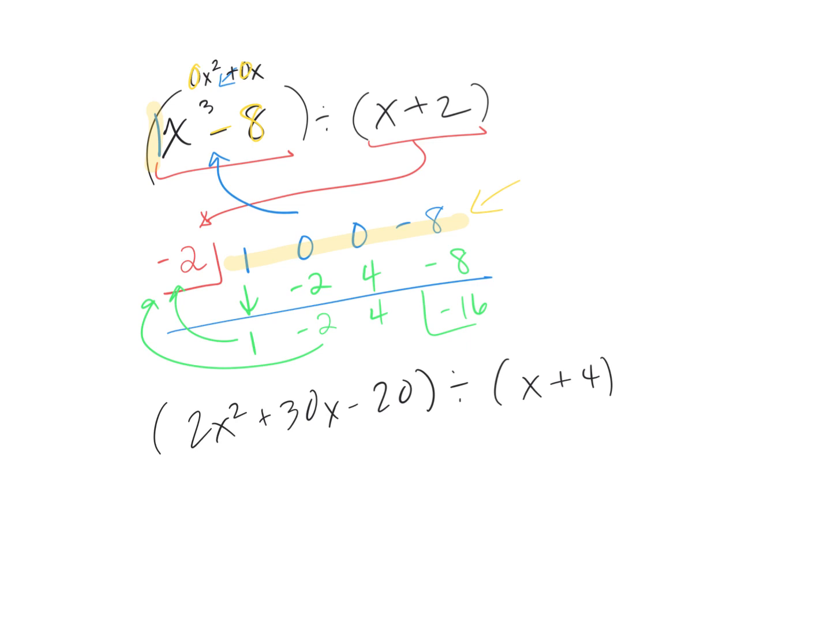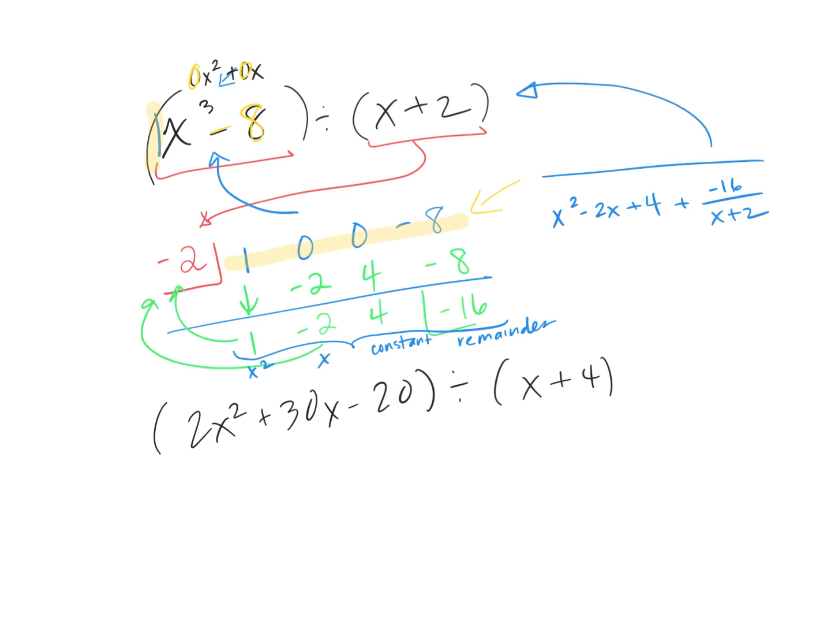So for the final answer of this synthetic division, we go backwards and write where all these digits come from. This is going to be my remainder. This is my constant, so no variable on that. This is my x term and then my x squared term. So I count up like that. It'll be 1x squared minus 2x plus 4, and then my remainder is negative 16. I write that over the thing I divided by, which was x plus 2. So that is my answer.